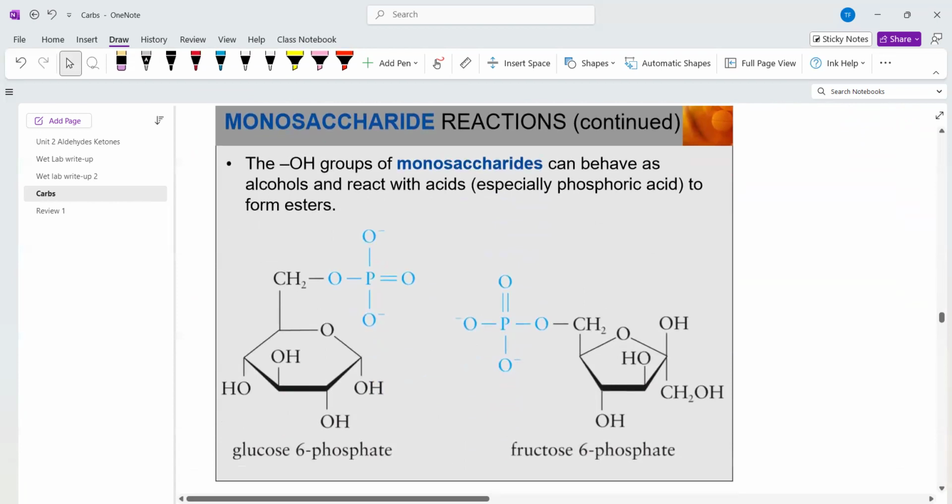Okay, so we haven't talked about esters yet, but the OH on glucose can react with an acid and produce something called an ester. And that's what these are. We're going to talk about these in depth when we get to Unit 3 on esters. So until Unit 3, don't worry about this slide.